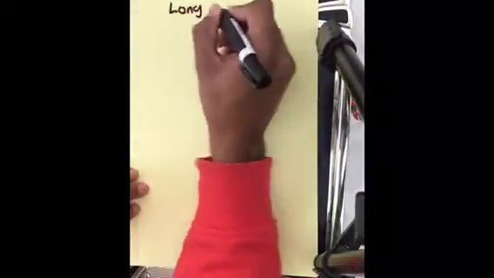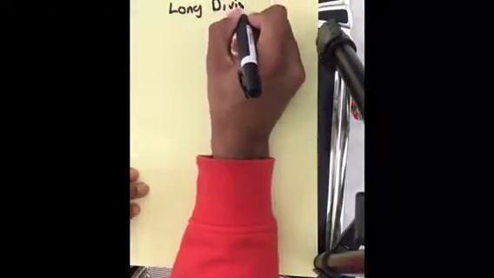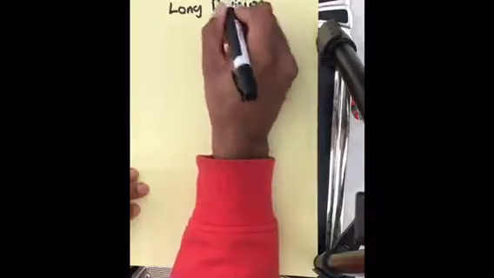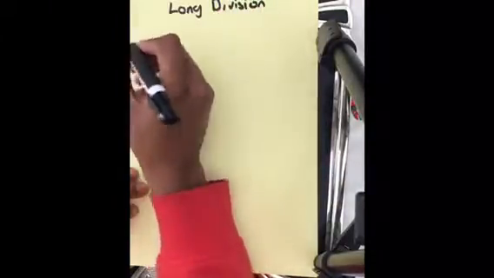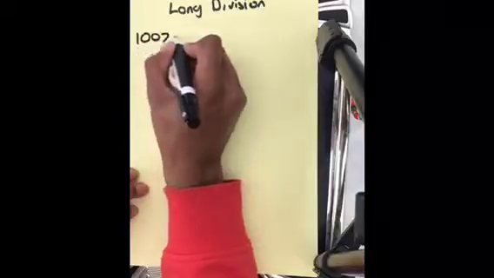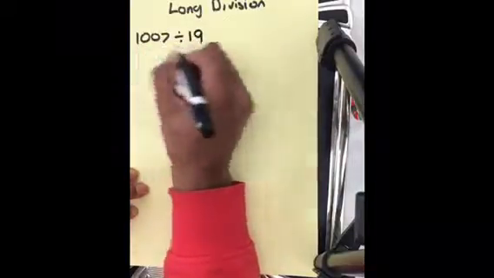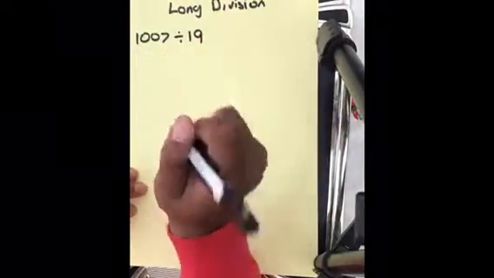Okay then folks, this is a difficult one then now. This is long division. Okay, this is really a practice situation now. I'm going to look at 1007 divided by 19 because this is a really difficult one to do.